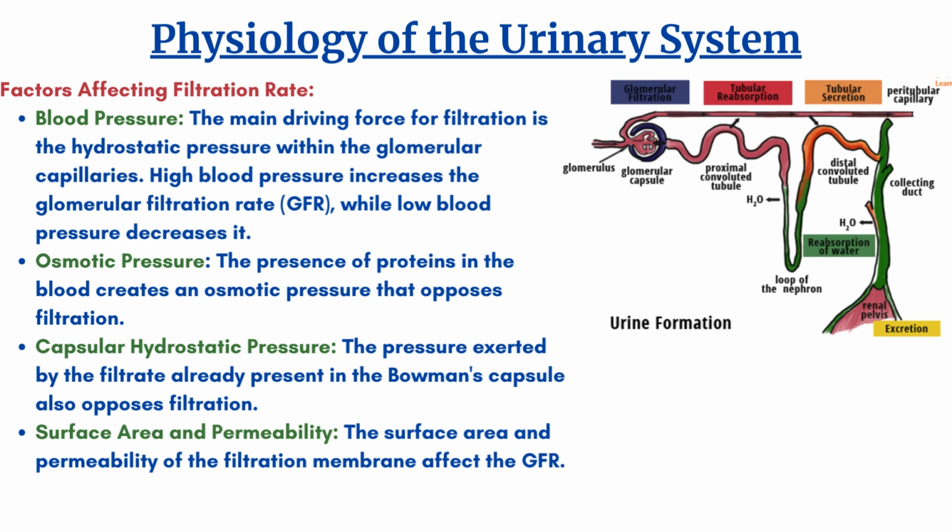Osmotic pressure. The presence of proteins in the blood creates an osmotic pressure that opposes filtration. Capsular hydrostatic pressure. The pressure exerted by the filtrate already present in the Bowman's capsule also opposes filtration. Surface area and permeability. The surface area and permeability of the filtration membrane affect the GFR.